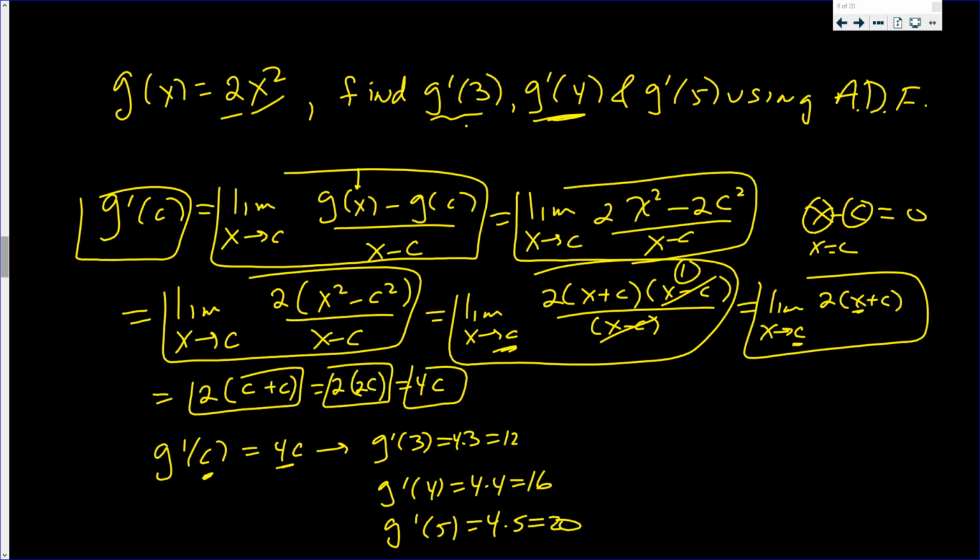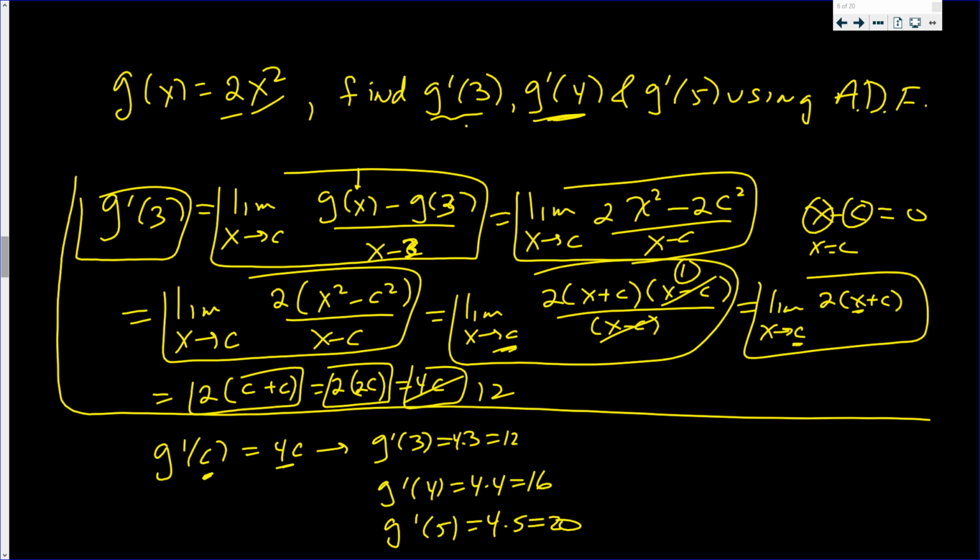Now, you could have plugged in 3 everywhere I put a c. And at the end, you would have had 12. And then you know what? You would have had to do this all over again with g prime of 4. You don't want to do that.